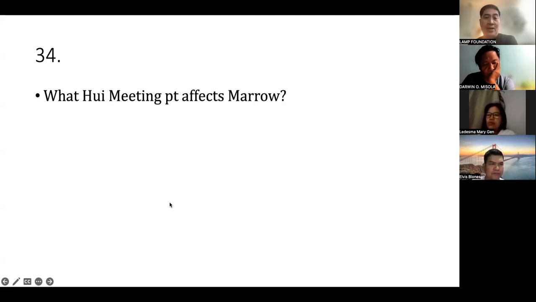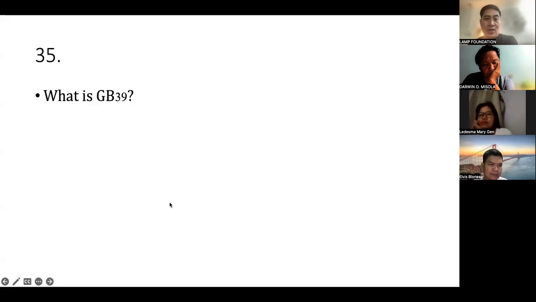What Hui-Meeting point affects the marrow? Gallbladder 39, Doc. So what is gallbladder 39? Influential point of the bone marrow. Sea of marrow. Yeah. Ano ba yung sea of marrow? The brain. Yes, Doc. Weird, no? It's called the brain. Doon napunta sa GB39. The source of bone marrow.